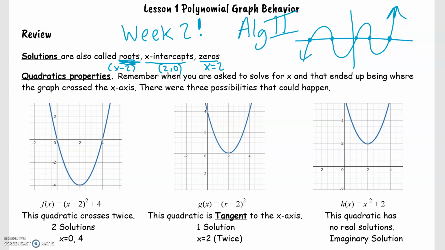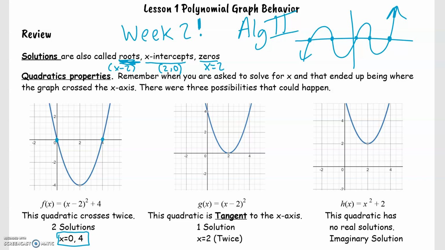So we're going to look at quadratic properties and kind of take one step back and remember what we talked about as far as finding solutions for that. There are 3 different outcomes we could have. One, our quadratic can pass the x-axis twice, and we would end up having 2 solutions at x equals 0 and 4, okay? So 2 real solutions.